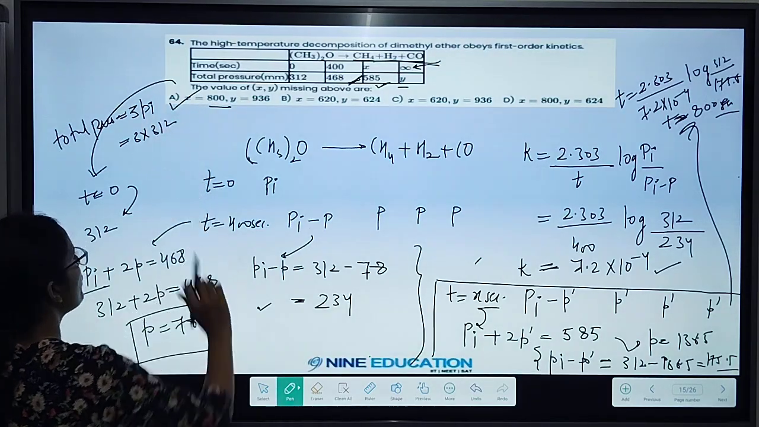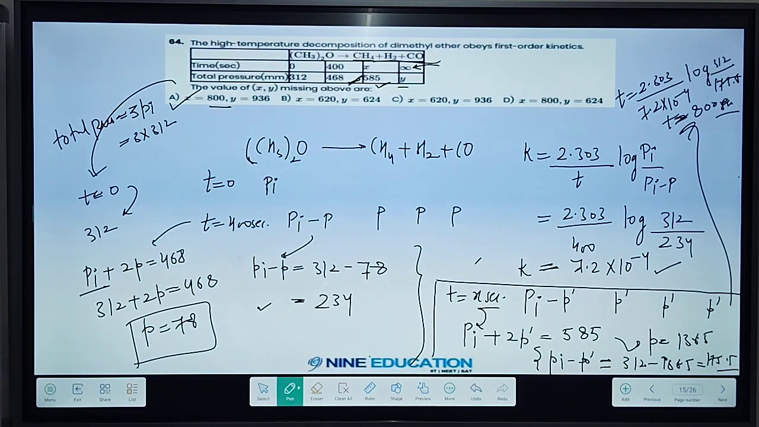So option A would be the correct answer. I think this is the only question in which we are requiring this much calculation and log values. Now I need to just quickly summarize how we are dealing with this question. Some reaction is being provided, we need to talk about the two terms x and y, we have to find out the value. This is data of time in seconds and total pressure.